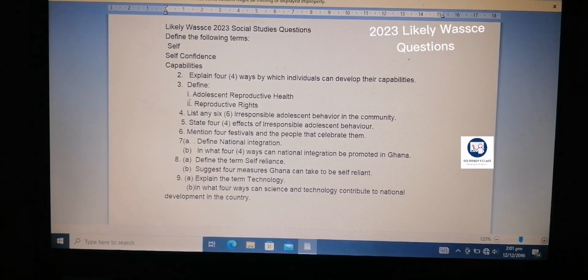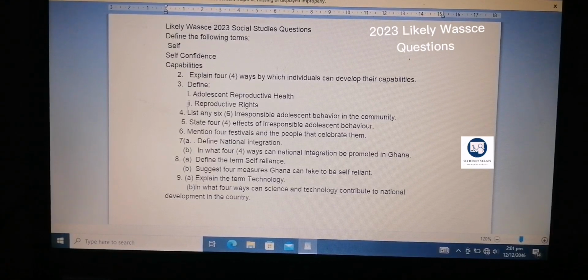The next one talks about reproductive rights. Reproductive rights are the rights that allow couples to determine the spacing, the type and the number of children that they will have in their family. So reproductive rights is the right of couples to determine freely the number and spacing of children to be produced in a family.